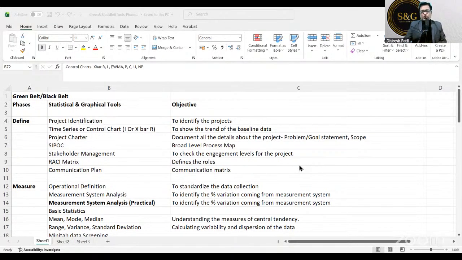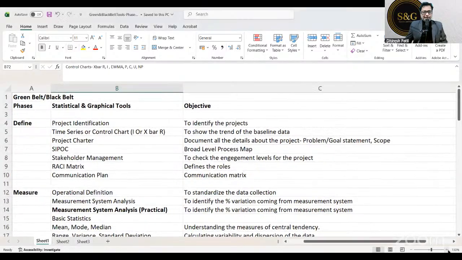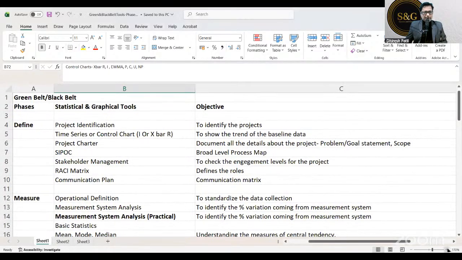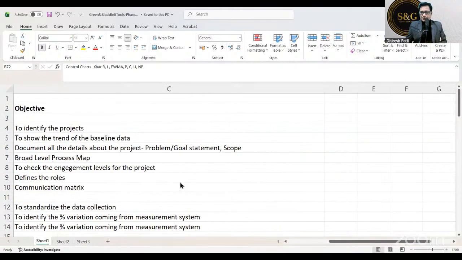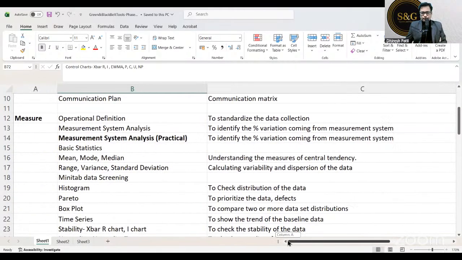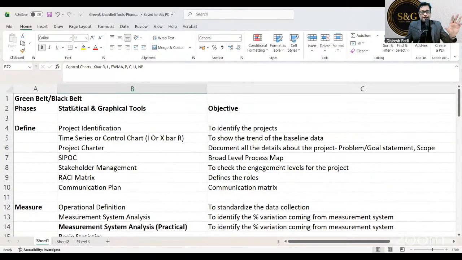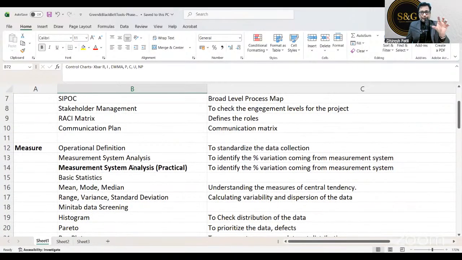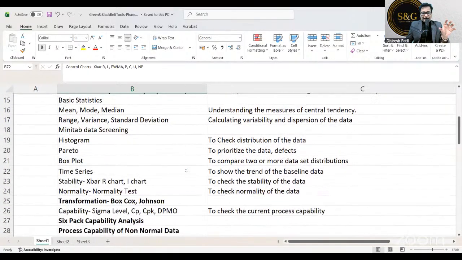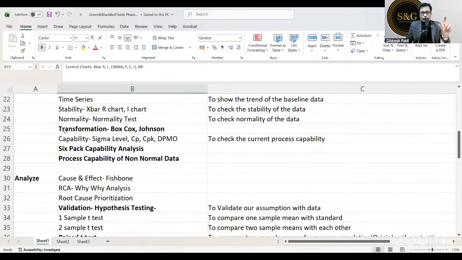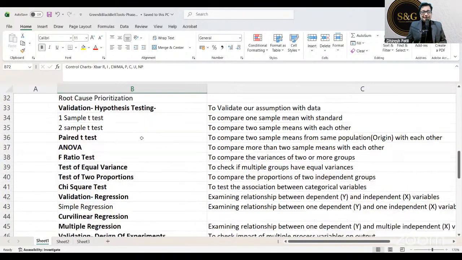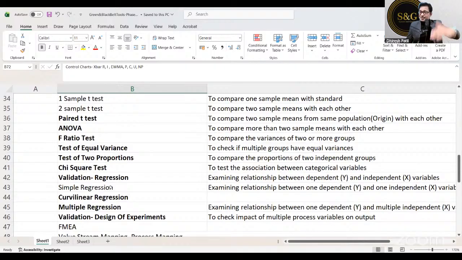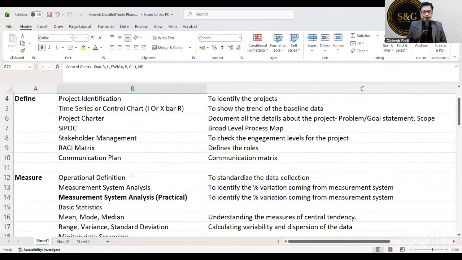Okay, now let's focus on this. So here, let me just increase the font so that you can easily read this if you are looking at this on a smaller screen. So green belt and black belt. What I've done is, if a topic is covered in the black belt, I have just highlighted that. Can you see the highlighted ones, for example transformation, Box-Cox, Johnson? The highlighted ones are the black belt level topics. The rest of them are already covered in the green belt level.